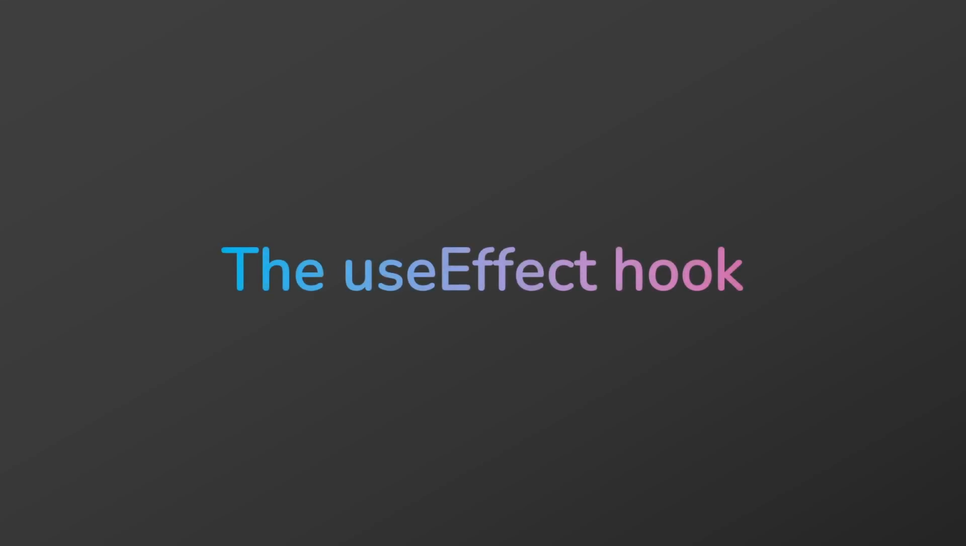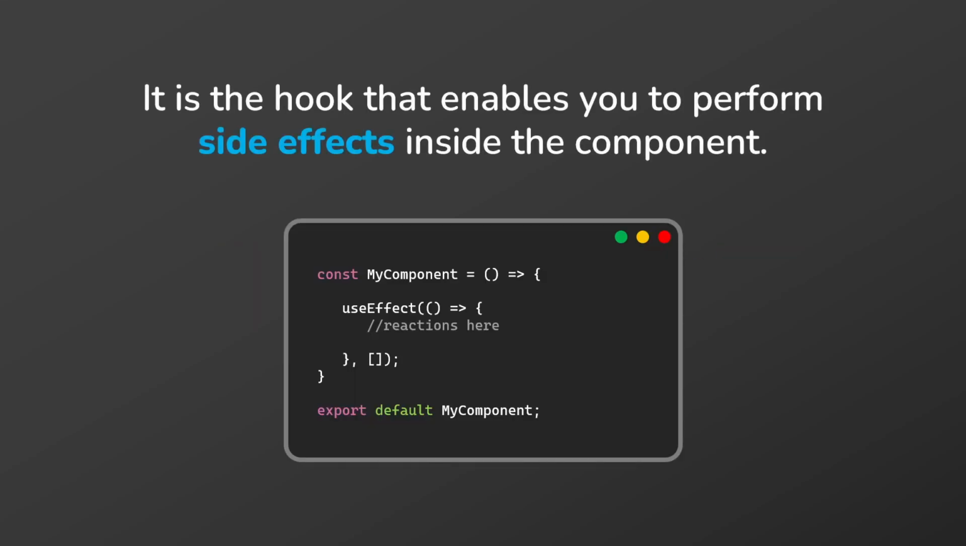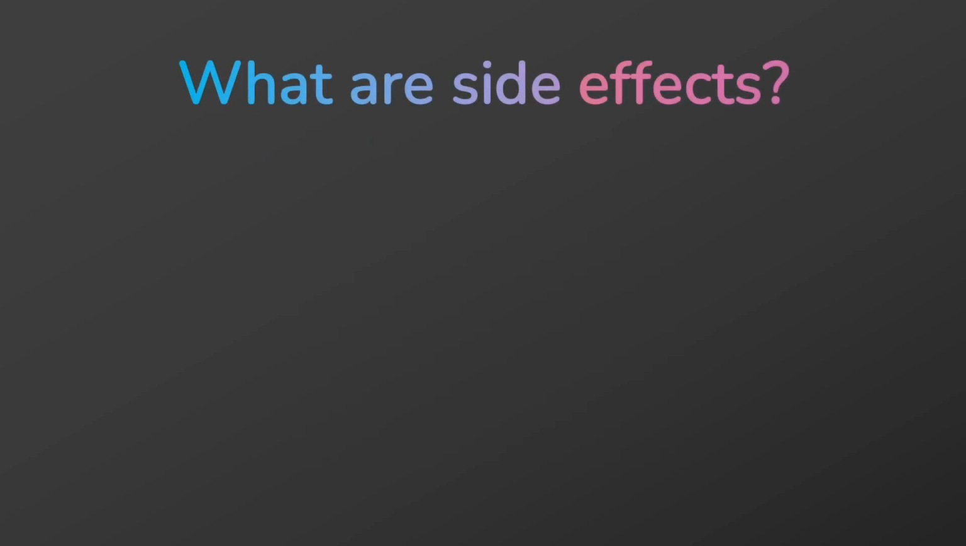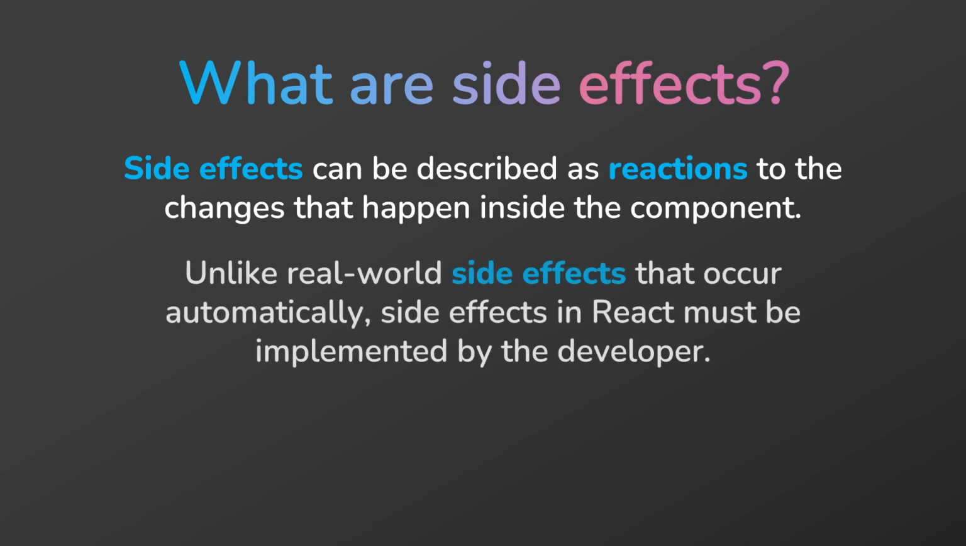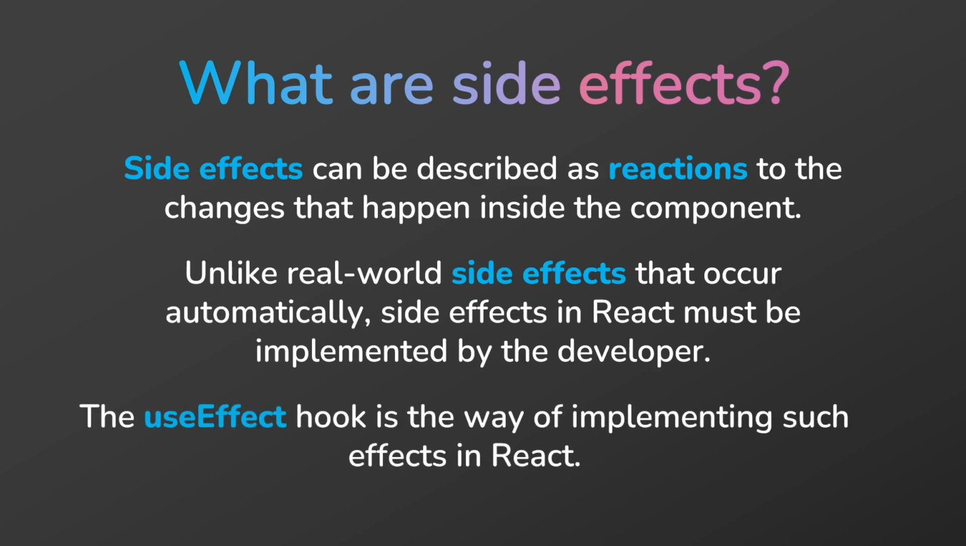The useEffect hook. It is the hook that enables you to perform side effects inside the component. What are side effects then? Side effects can be described as reactions to the changes that happen inside the component. Unlike real-world side effects that occur automatically, side effects in React must be implemented by the developer. The useEffect hook is the way of implementing such effects in React.